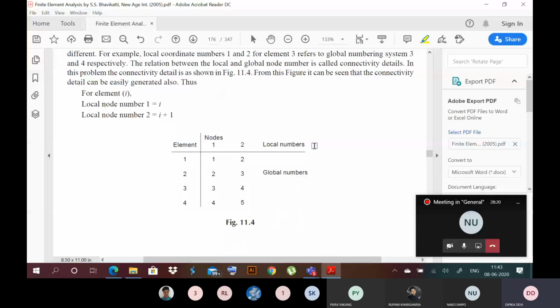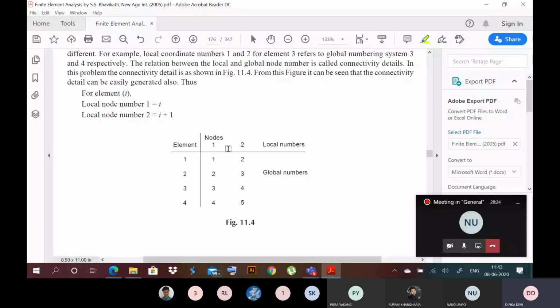For element 2, it is connected to node 2 and 3. So i is equal to 2, j is equal to 3. For element 3, it is connected to node 3 and 4. i is equal to 3, j is equal to 4. Element 4 is connected to node 4 and 5. i is equal to 4, j is equal to 5. So this is just representation. In the exam, it is not necessary to write. They have written it just for explanation.